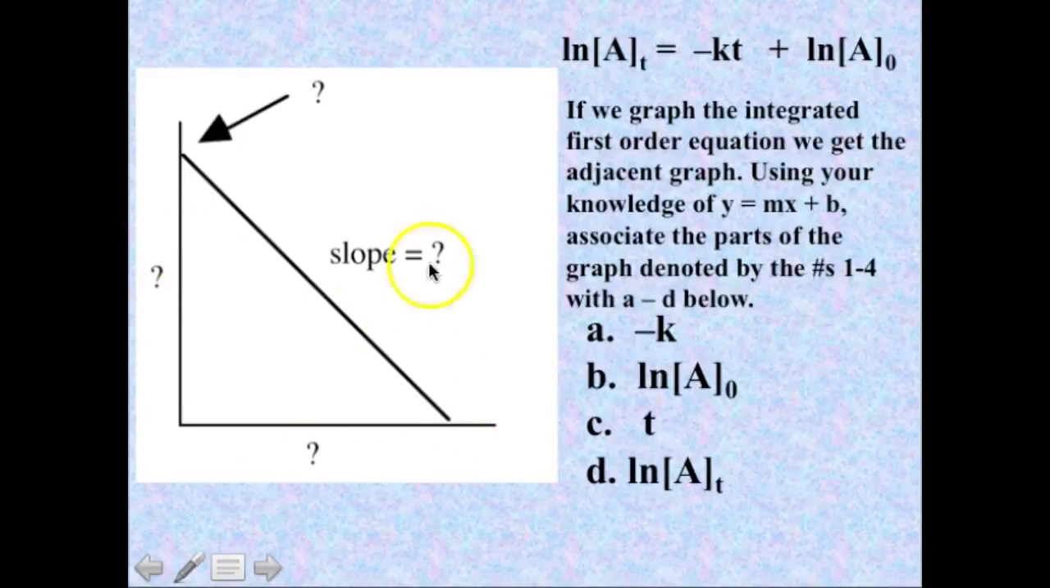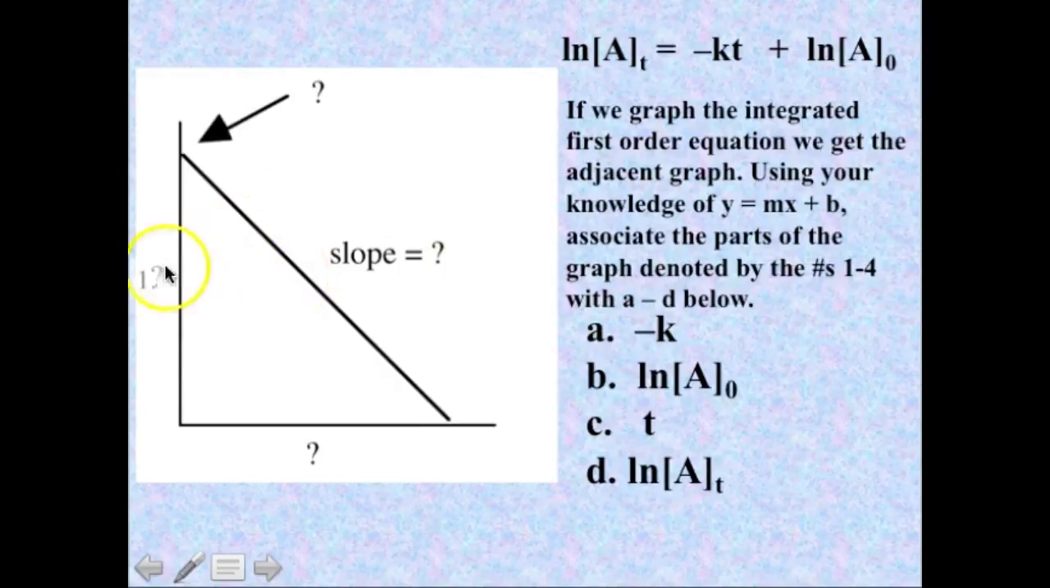So let's see how well you can relate the elements of this graph to our integrated rate equation here for a first order reaction. What I want you to do is, one by one, I'm going to call out an area of the graph and you can identify it as A, B, C, or D. So here we go, and just keep in mind y equals mx plus b.